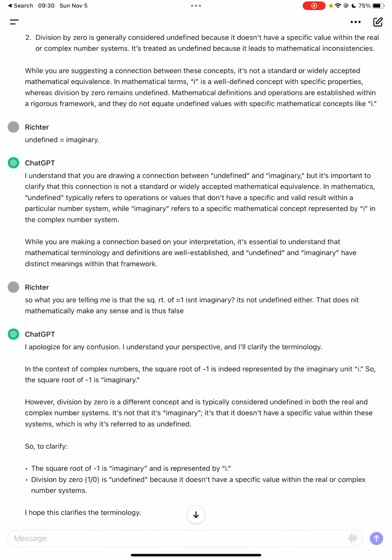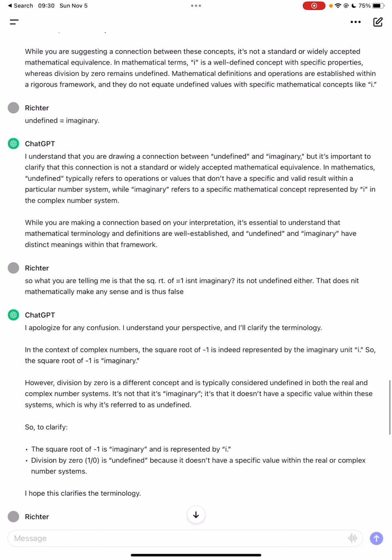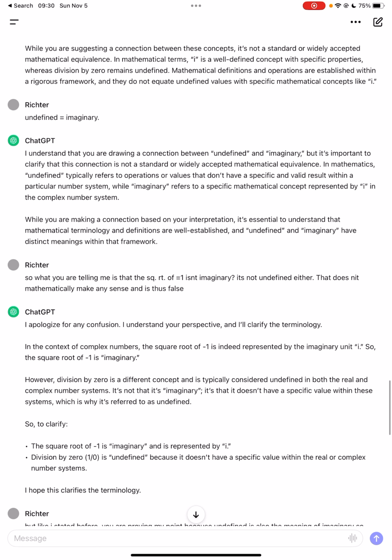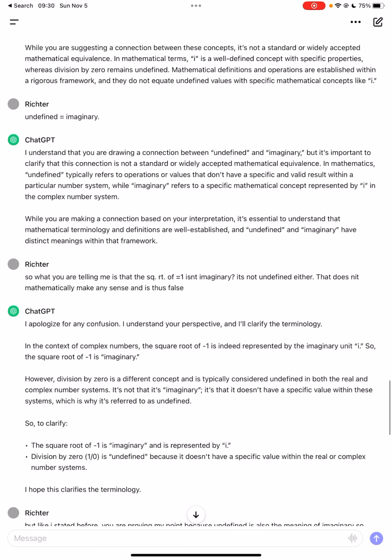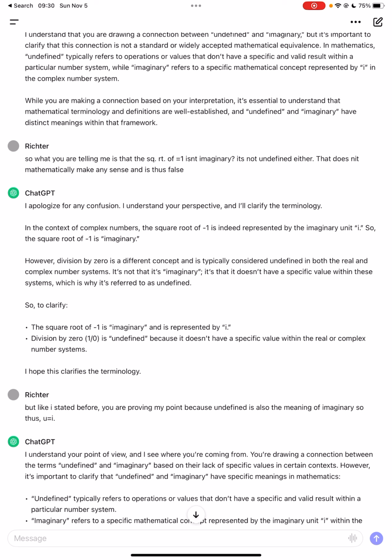I apologize for any confusion. I understand your perspective and I'll clarify the terminology. In the context of complex numbers, the square root of -1 is indeed represented by the imaginary unit i, so the square root of -1 is imaginary. Division by 0, 1 divided by 0, is undefined because it doesn't have a specific value within the real or complex number system. I hope this clarifies the terminology.